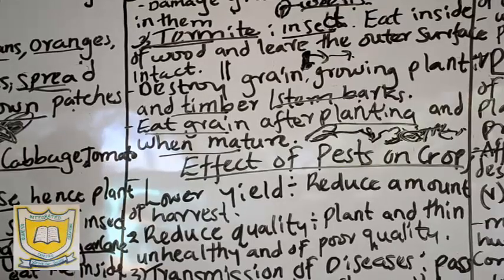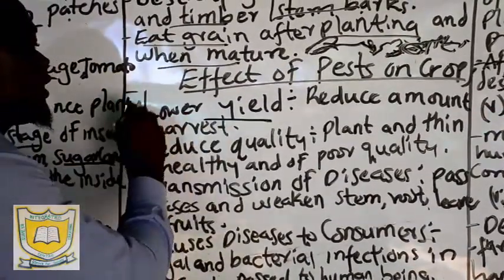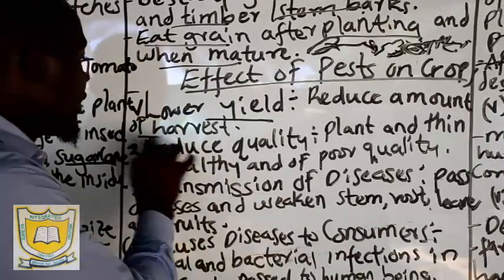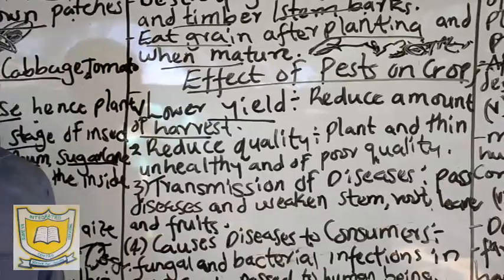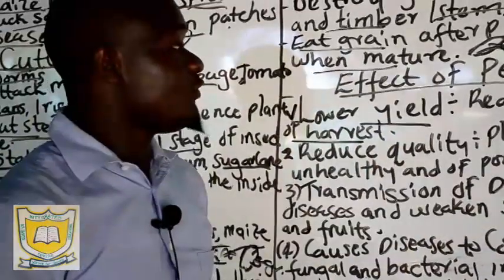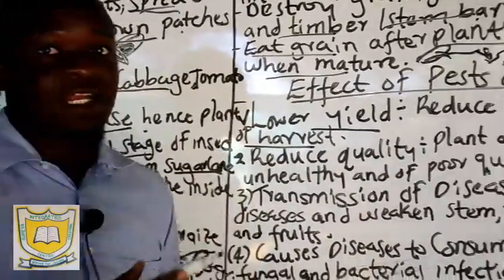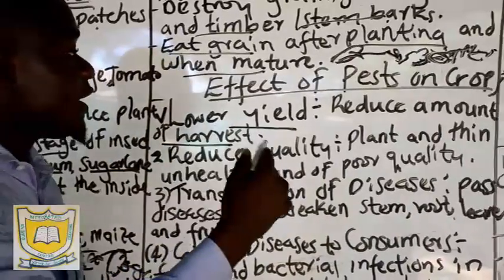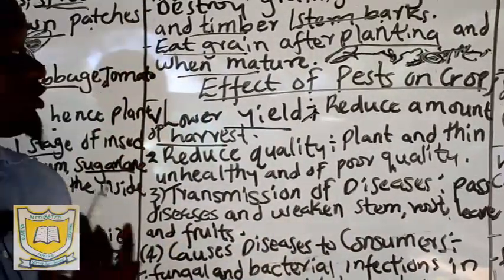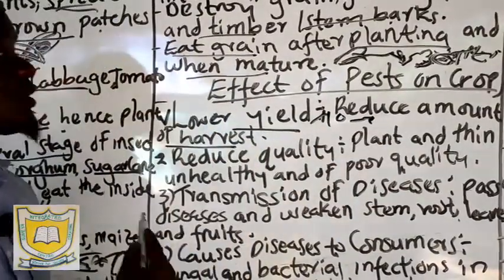Number one, they lower the yield. Lowering the yield means it reduces the amount of crop harvested. For example, in an acre, maybe you used to harvest 10 kg of maize. Now, if you have pests, for example cutworm, that attack your maize plant, you may get at the end of the day a reduction in the production, maybe from 10 to 5. That means it has reduced the yield.